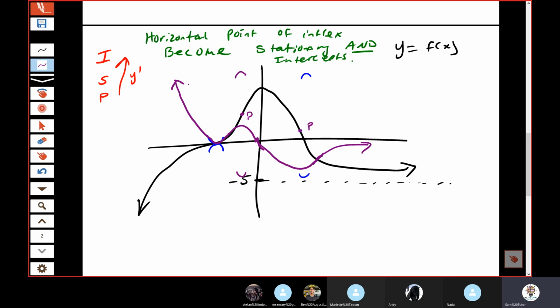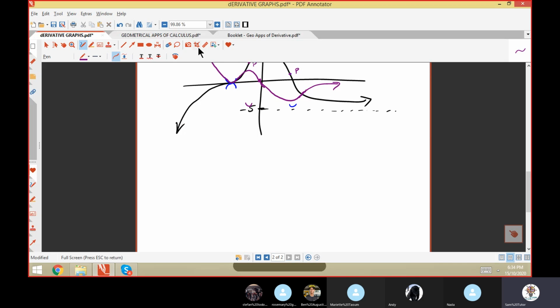And that's it. That's the hardest one you'll get. Even in 3 unit, 4 unit, doesn't matter what it is, that's the hardest you can get. It's the logic of it. Horizontal points of inflection become stationary and intercept. So they can pretty much become stationary on the x-axis. I think that's it. Now we can go back.